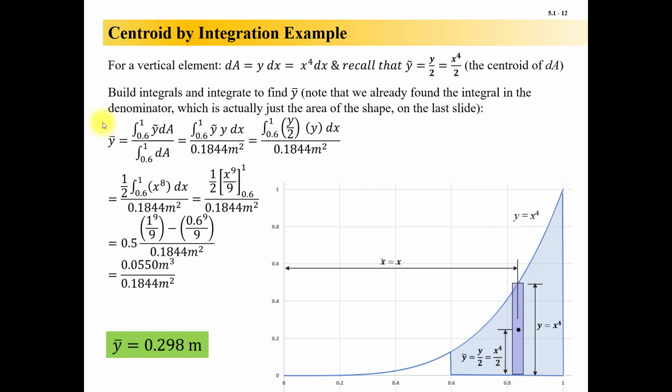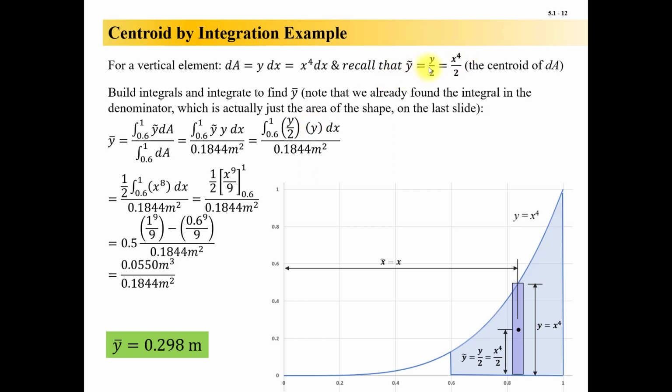All right, so do the same thing, except now y bar is equal to the integral of y tilde dA. The only difference is instead of an x tilde, here we have y tilde. So y tilde is equal to y over 2. So now we have y over 2 times y dx over this. Look at this, the bottom. Remember, we calculated it already, so we have it here. If you were doing this from the beginning, remember, we would have had to have done this integral, but it has already been done. All right, so y over 2 times y is y squared over 2.